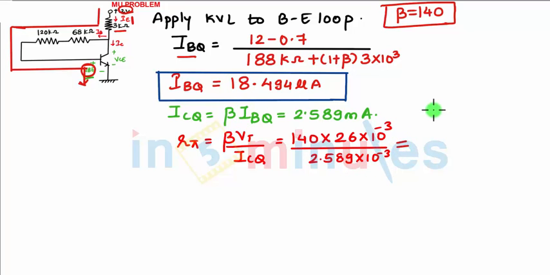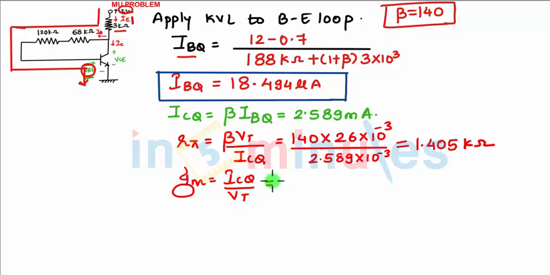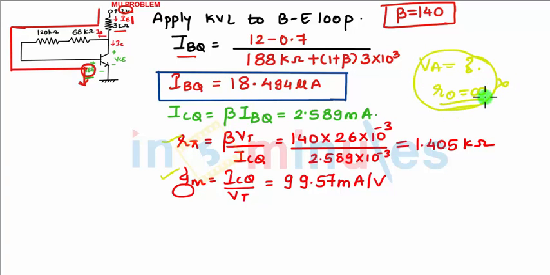So this will give you r pi as 1.405 kilo ohms. Once you know r pi, you can find gm. gm is ICQ divided by VT, which you will get as 99.57 milliampere per volt. Now you have the values which you require for AC analysis. Since VA is not specified in the question, we need to take ro as infinite. Since VA is not given, we will not consider ro in the circuit. So these values are required for the AC equivalent circuit.